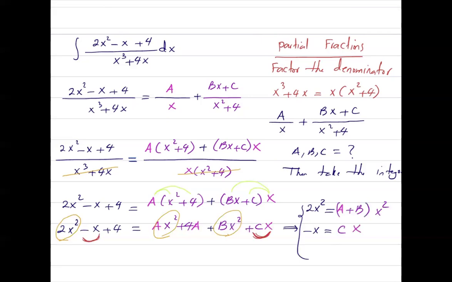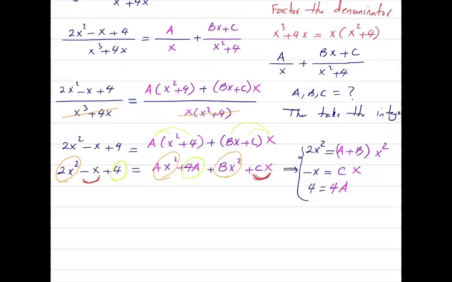What else? What is another observation that we have? Also, we have 4 as a constant equal to 4A. These two must be equal on both sides. So 4 and 4A must be equal to each other. But 4 equals 4A gives me an answer for my A. If 4 is equal to 4A, from this equation, A is equal to 1.